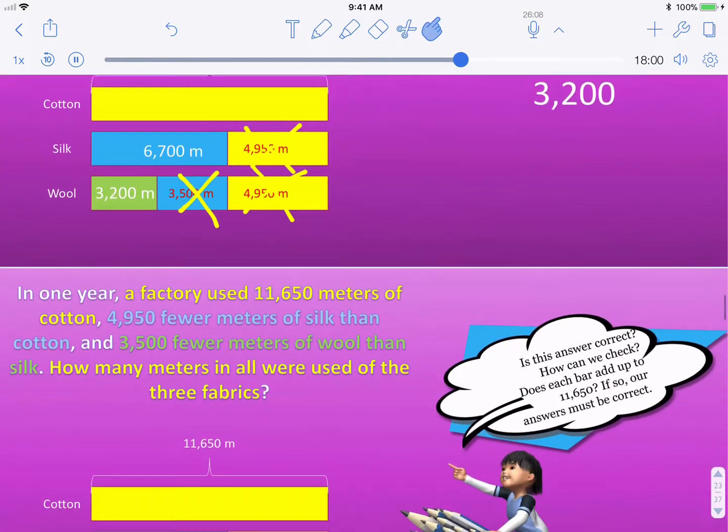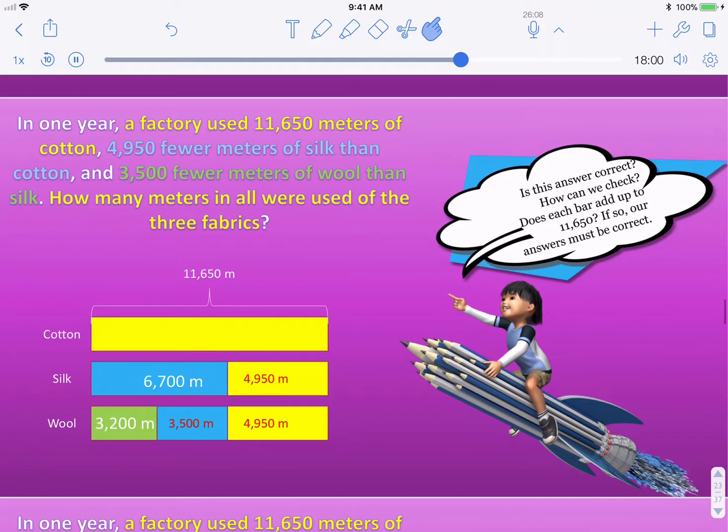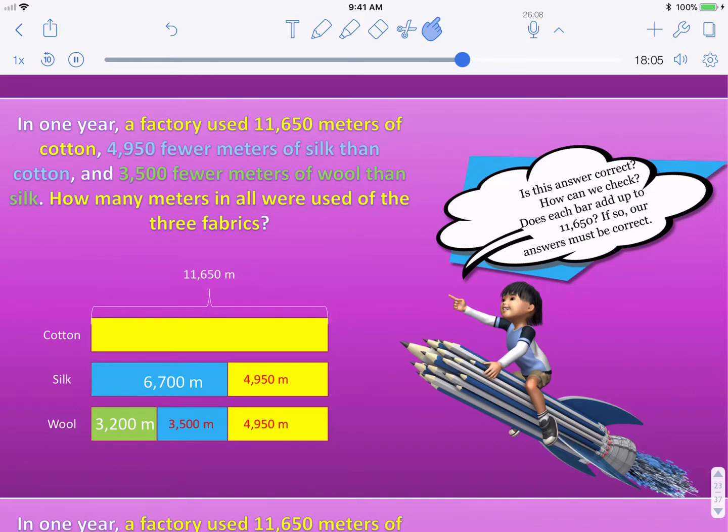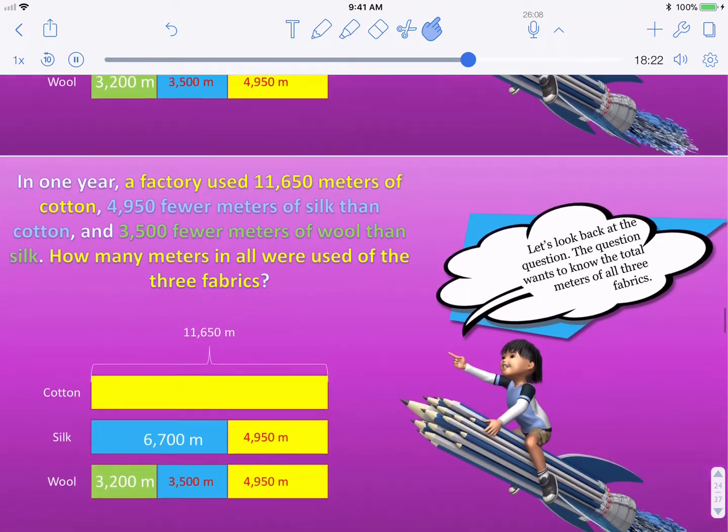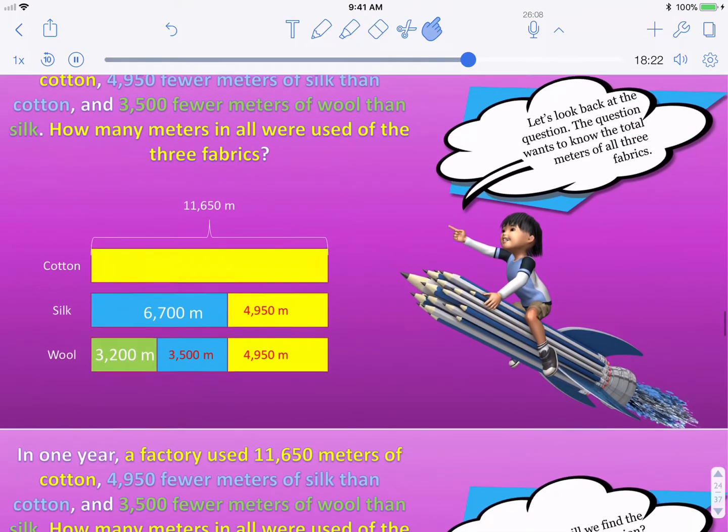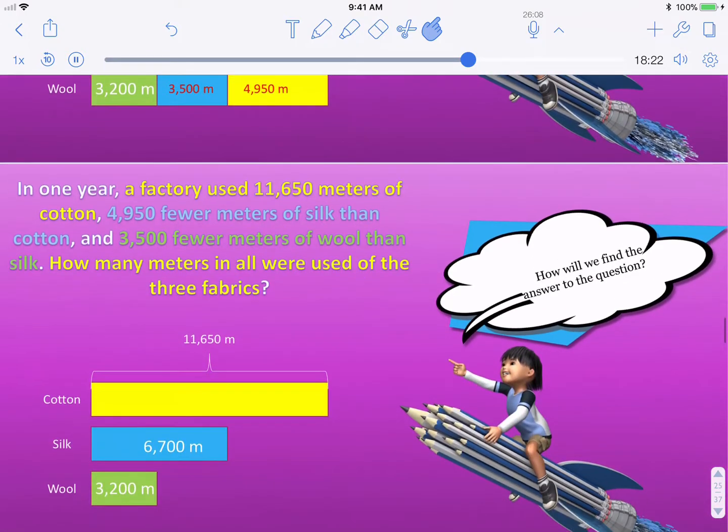Now, the main question. How many meters in all were used of the three fabrics? In all. What are we going to do? Think about that. We're going to have to add cotton, silk, and wool. Make sure you've crossed out the extenders on our bars so that you don't get confused.